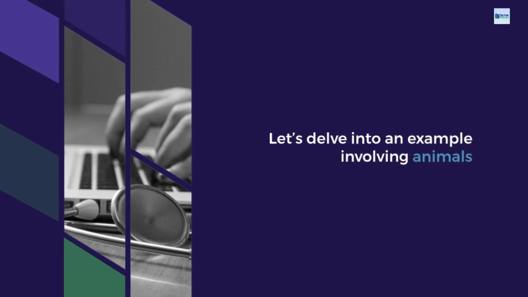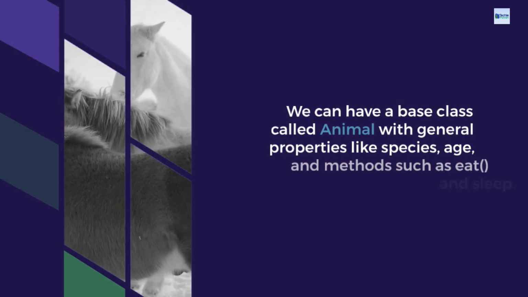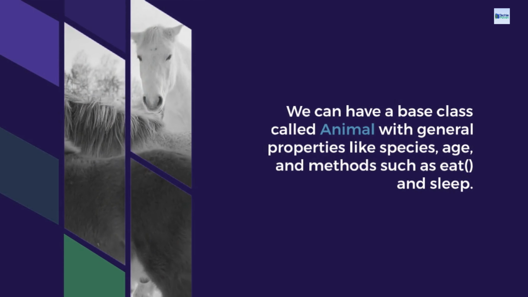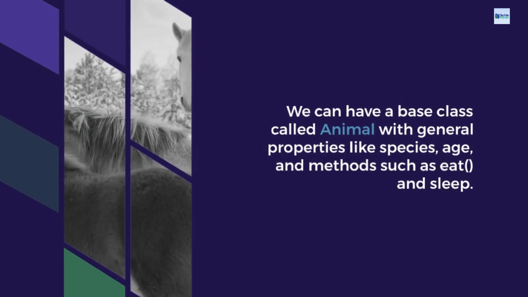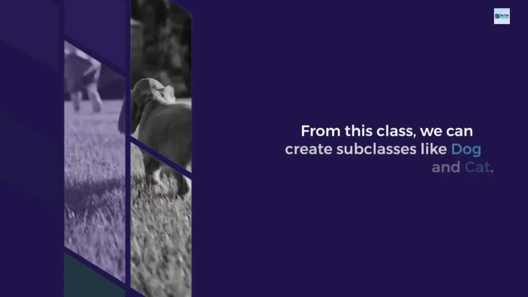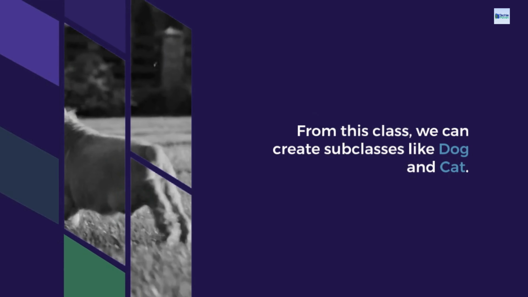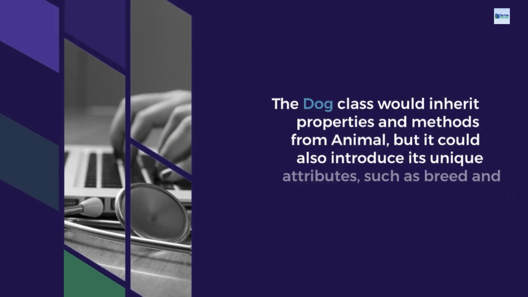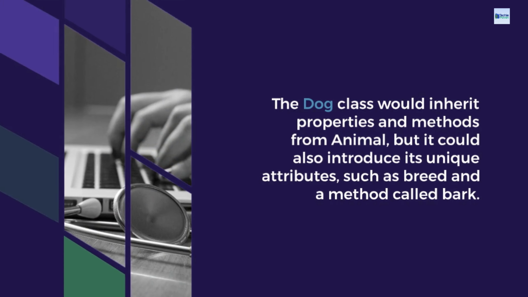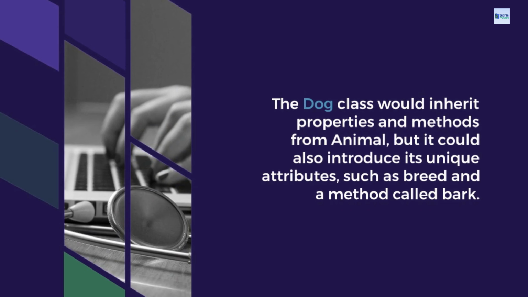Let's delve into an example involving animals. We can have a base class called animal with general properties like species, age, and methods such as eat and sleep. From this class, we can create subclasses like dog and cat. The dog class would inherit properties and methods from animal, but it could also introduce its unique attributes, such as breed and a method called bark.